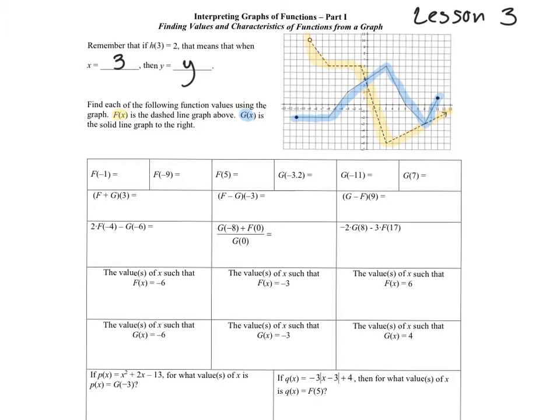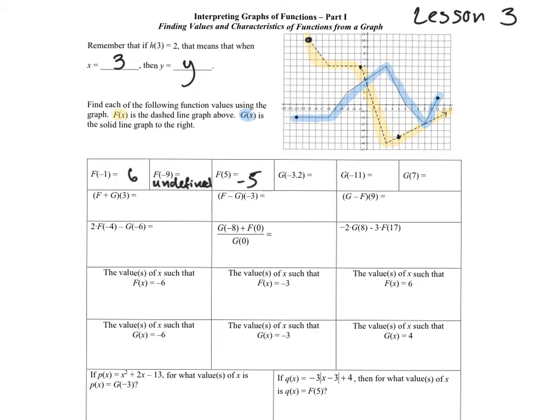So f of x is the yellow dotted line. So x is -1. Right here, at this point, y is 6. Now, what happens when x is -9? Here we have a hole. Now, if we have a hole, we say it is undefined. Now let's see when x is 5. We got right here. It looks like our y is -5.